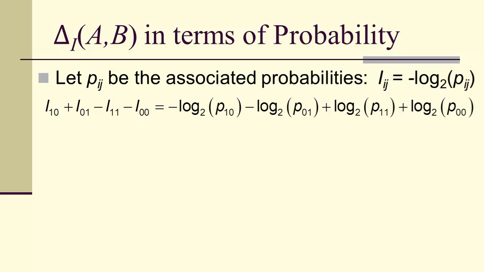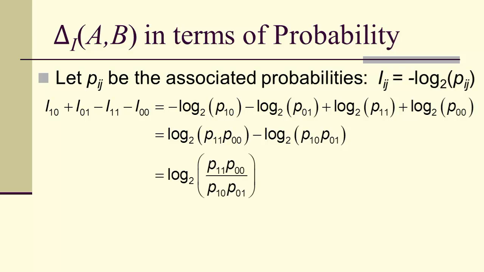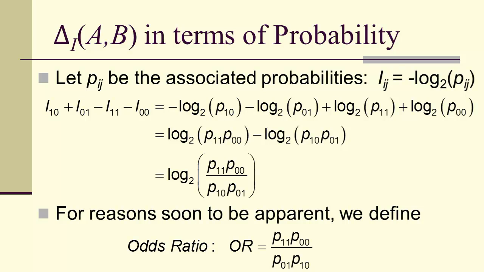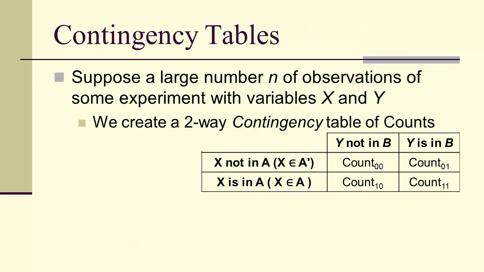So we're going to let P sub ij be the associated probabilities to I sub ij, and therefore when we calculate the joint information difference, we get negative log base 2 of P10 minus log base 2 of P01 and so on and so forth. Using properties of logarithms, we can combine these sums into products, and then differences become ratios. And for reasons we'll soon explore more fully, we're going to define this to be the odds ratio, P11 P00 over P01 P10. But before we do that, let's look at contingency tables, in which we have a large number n of observations of some experiment with variables x and y. And so we'll create a two-way contingency table of counts. So x naught in A and y naught in B will have count 0, 0.